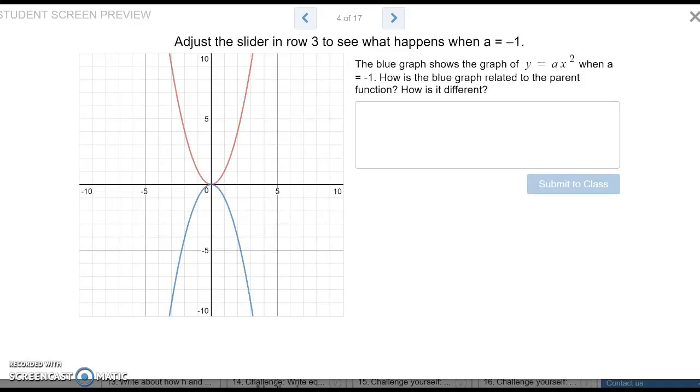And then one of the last transformations, one that a lot of people were already familiar with, is what would happen if this a value was negative, right? So how would that transform this graph? And what we found was that it really just flips it over the x-axis. So instead of opening upwards, it's opening down, right? Instead of looking like a valley, it looks more like a mountain.